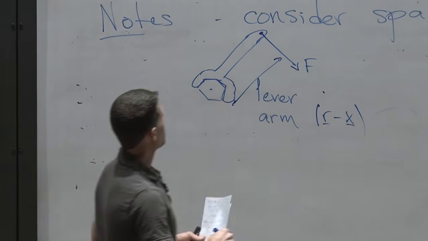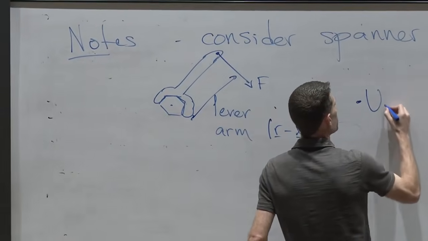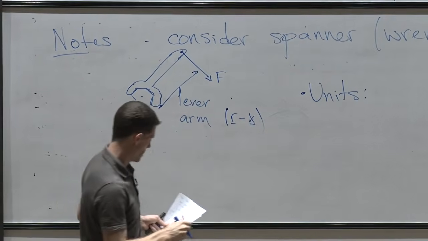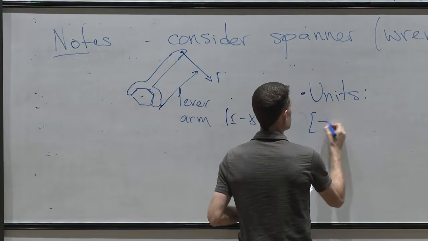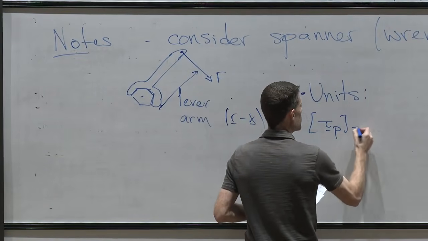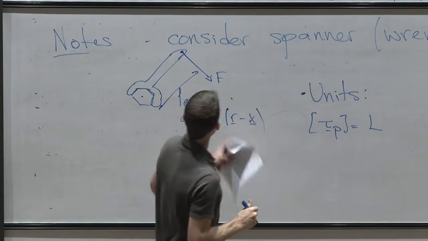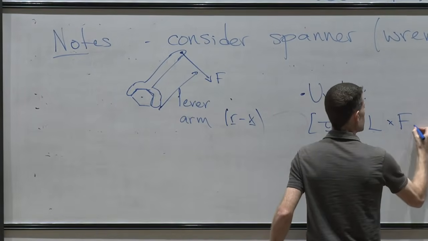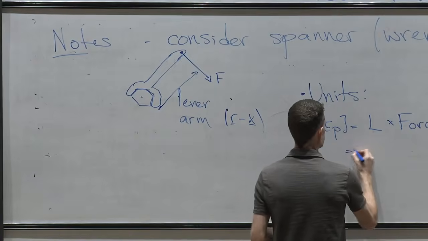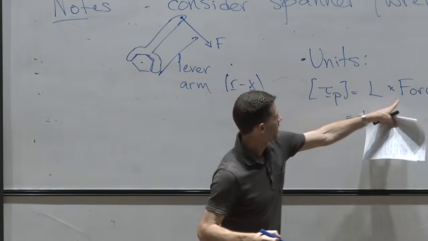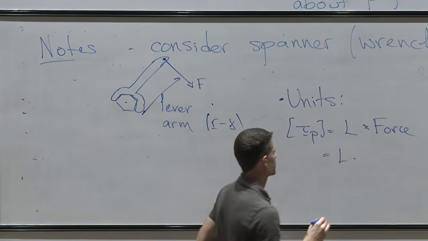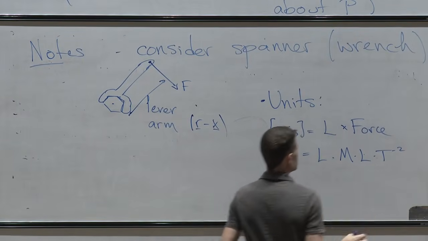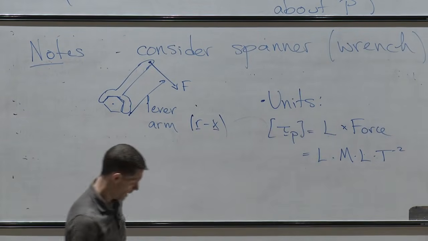If you think about the units of torque, it's a length times a force, right? Which is the same as a length times a mass times a length per time squared. So it's a mass times a length squared per time squared.